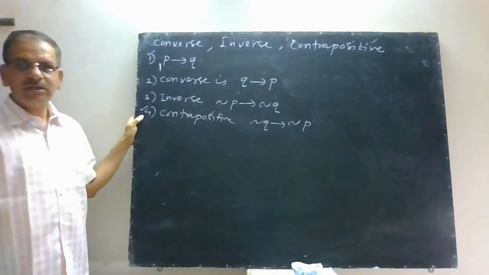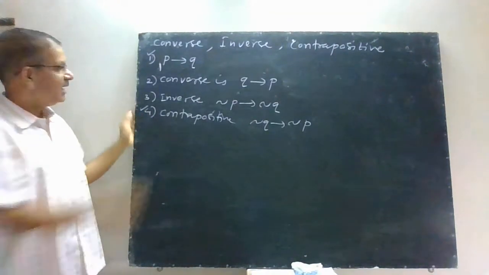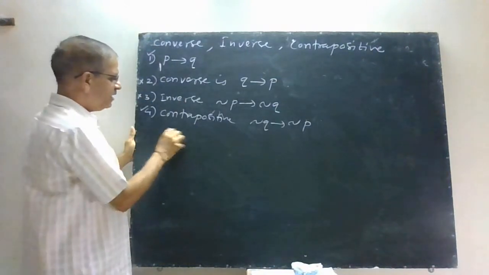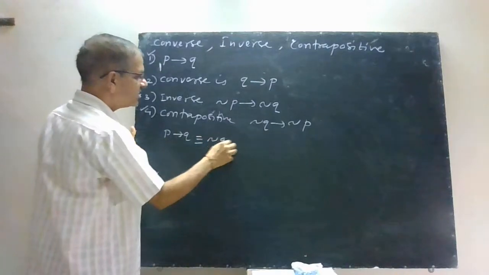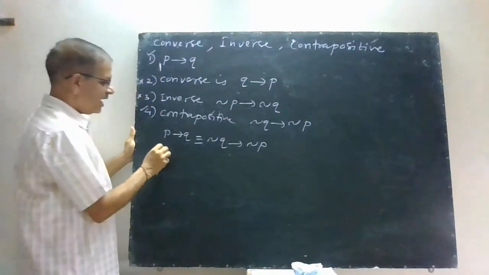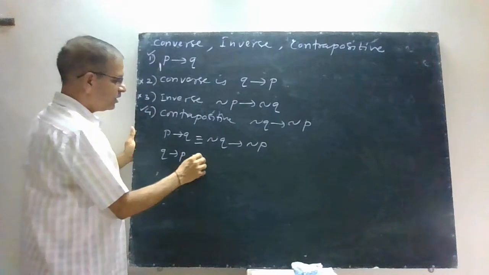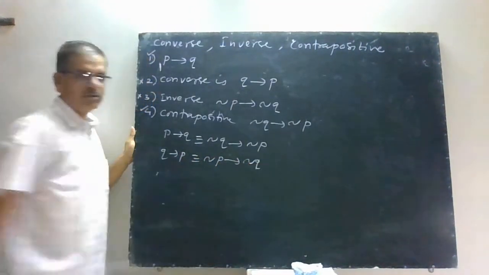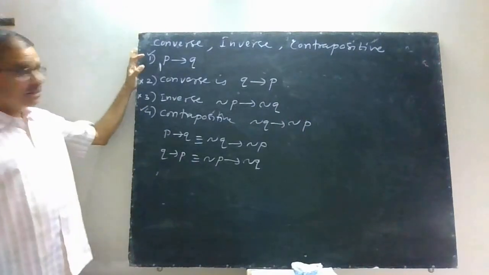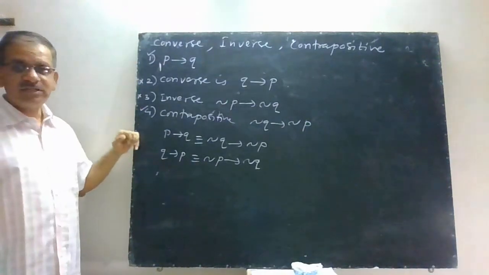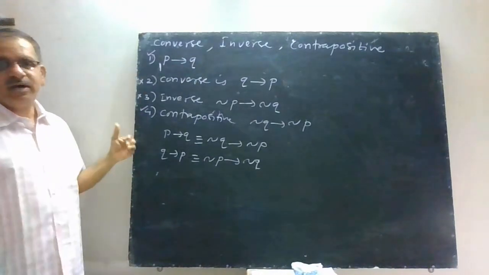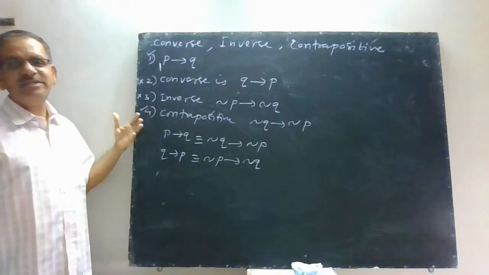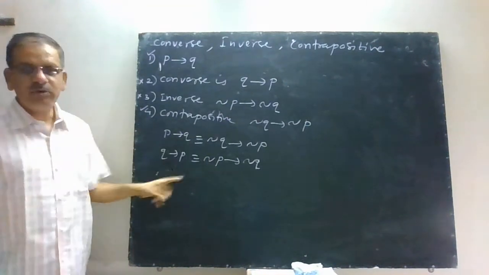And one more important thing you have to remember: the first statement and the last statement are logically equivalent, and the second statement and the third statement are logically equivalent. The meaning of that is, P implies Q is logically equal to negation of Q implies negation of P, and Q implies P is logically equivalent to negation of P implies negation of Q. So you have to remember this one. Sometimes you are given four statements and the question can be asked, identify two pairs of the statements of the same meaning. So at that time you have to remember this one.